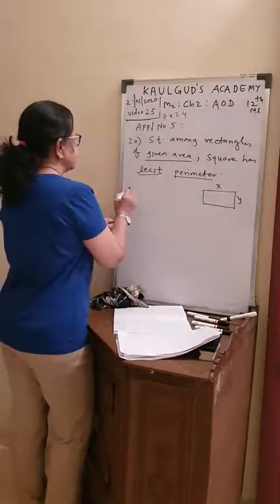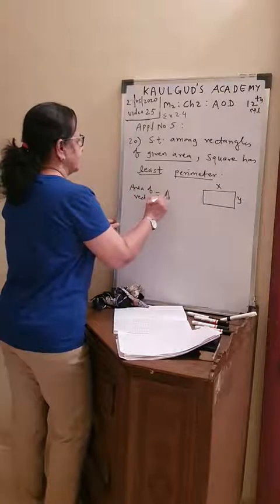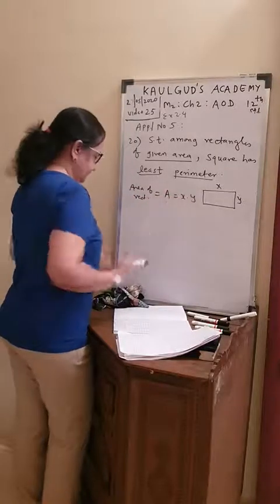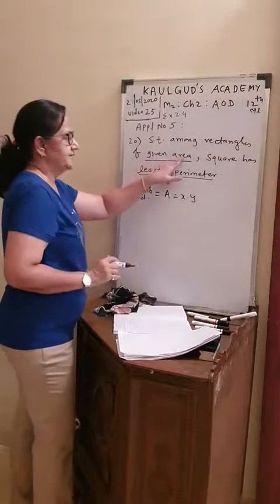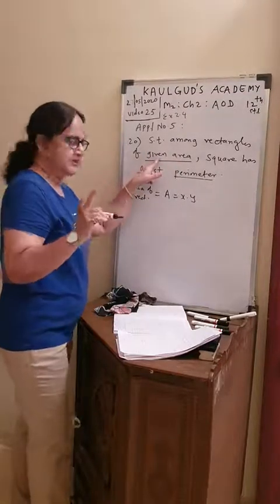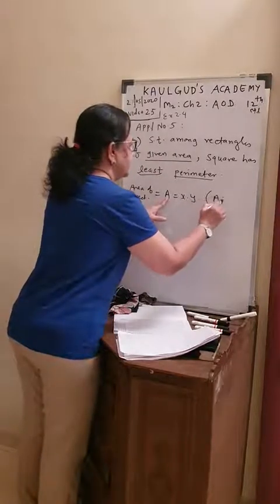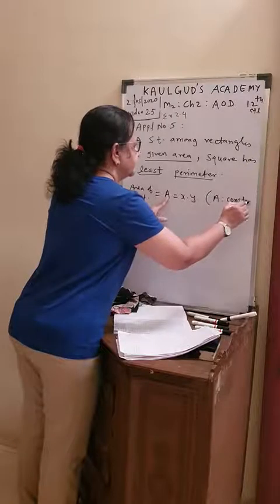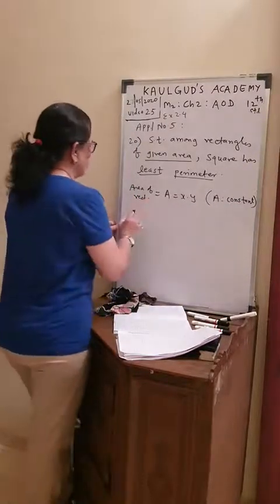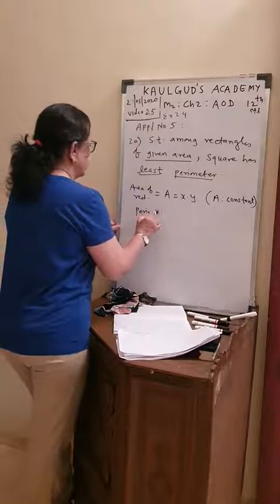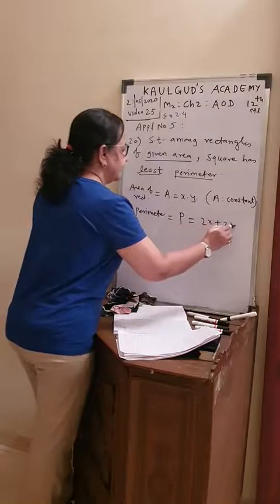Okay. Now what is the area of the rectangle? Area of the rectangle we will denote by capital A, which is x into y. Alright. And now they say given area, meaning area is given to you. So this is to be regarded as fixed or constant. So area constant, because it is a given area. Now, what is the perimeter? Perimeter of a rectangle, let us call P. It will be 2x plus 2y.